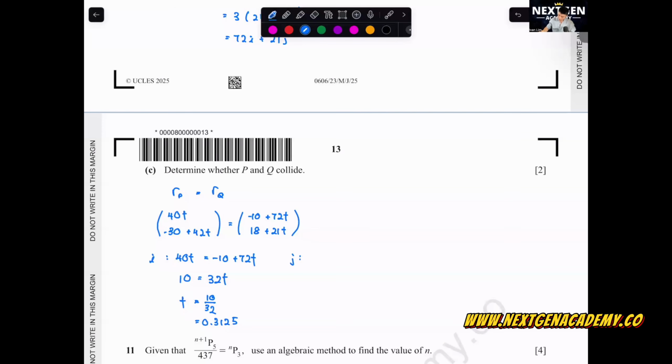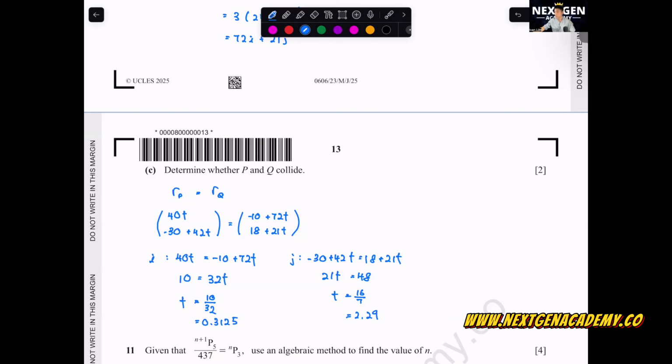The j direction: negative 30 plus 42t equals to 18 plus 21t. Let's solve for this one. Negative 30 minus 18, this will be minus 48. Let's do the other way around. 42 minus 21, 21t equals to 48. t equals 48 divided by 21, 16 over 7, or 2.29. Both the t are different.